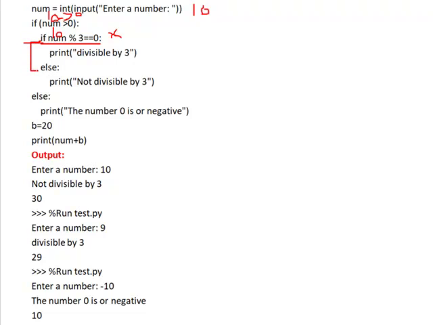This one, that is the inner else part. And here it will display that the number is not divisible by 3. This will be the output. After this else part, from this statement it will go to the statement after the nested if condition, that is initialization of b, that is b equal to 20. After that print number plus b, that is number equal to 10 plus b value 20, the output is 30.